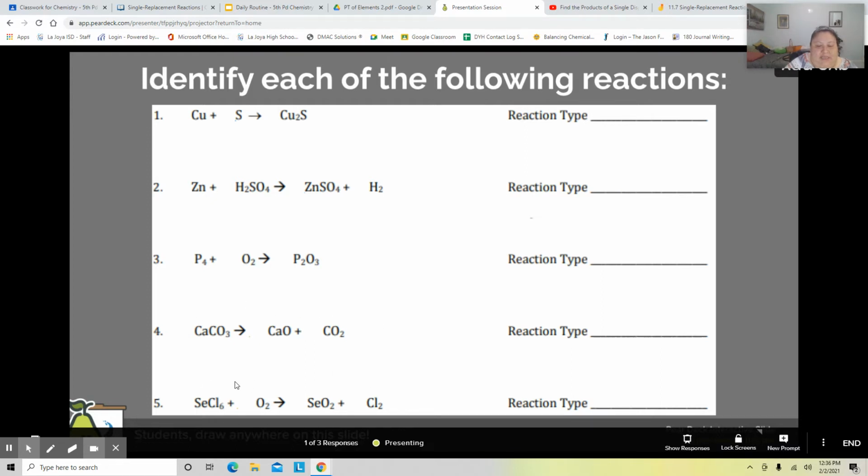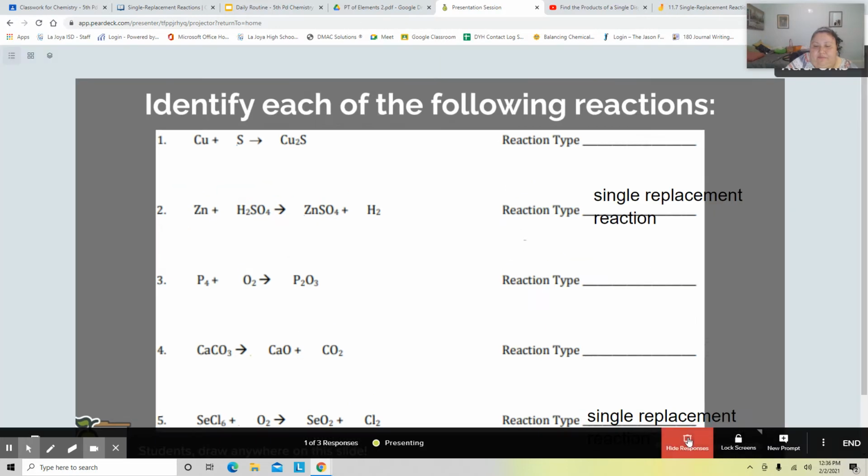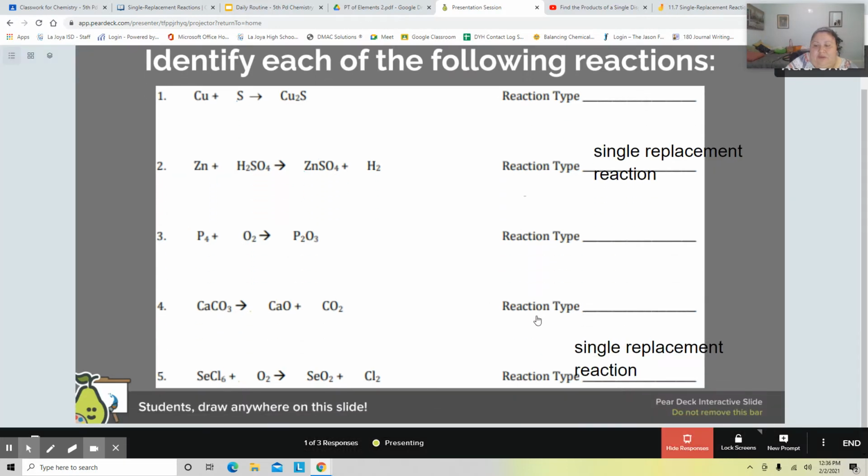Number 5, Ms. Diamond. Yes, definitely a single replacement reaction. Oxygen was by himself, and look, he kicks out chlorine. Chlorine is alone, right? You can see that here. Oxygen is here. He kicks out chlorine. Chlorine ends up alone, and now oxygen has attached to selenium. So yes, this is a single replacement reaction. Very good. Much better. Very good.